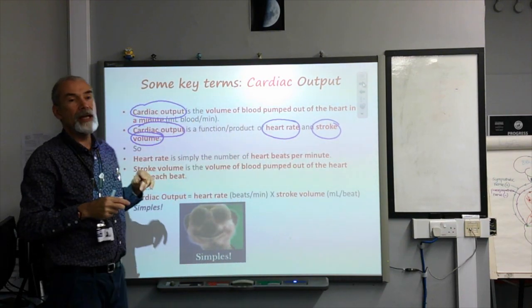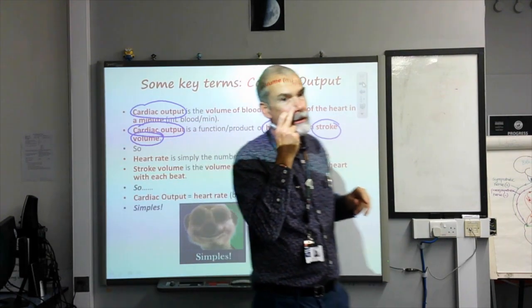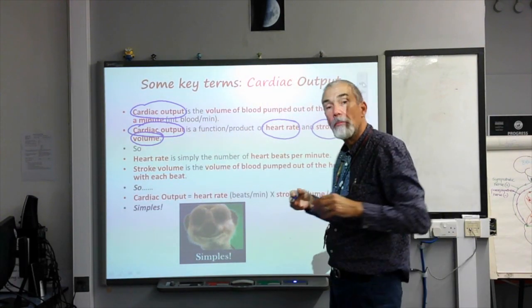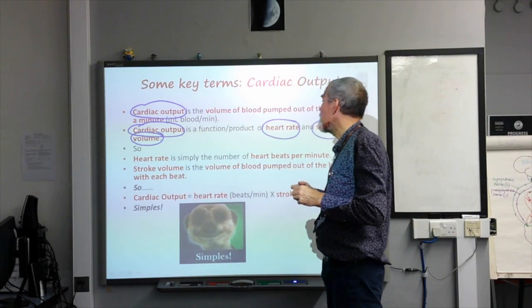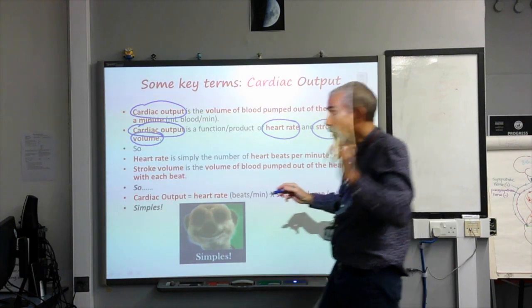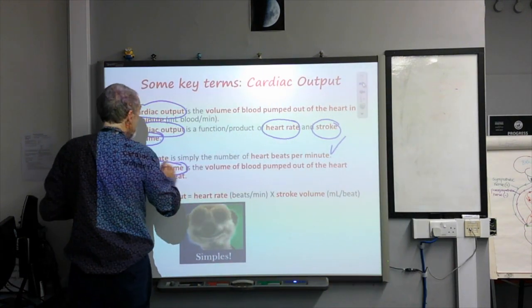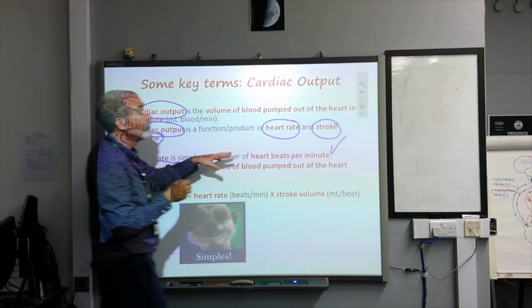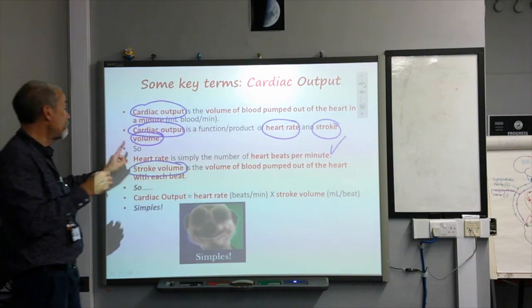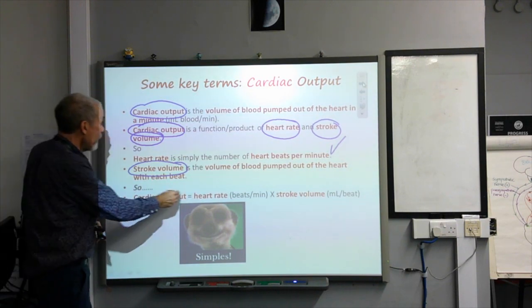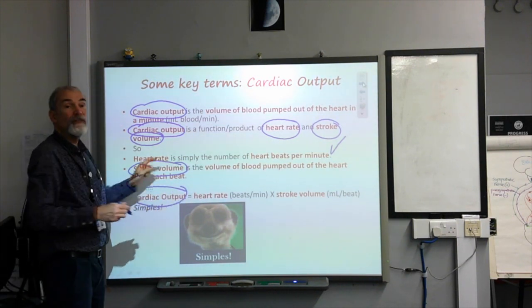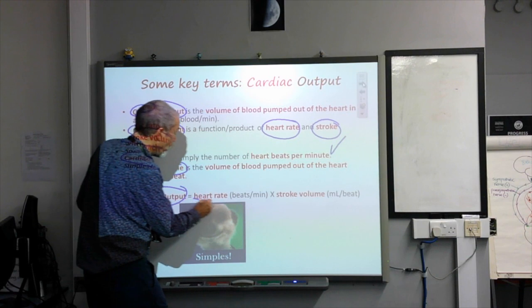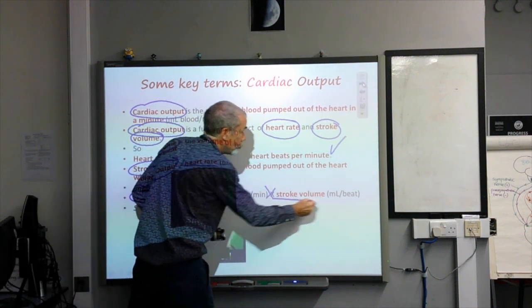Now heart rate, I imagine, is pretty self-explanatory. Heart rate is simply the number of times your heart beats in a minute. Stroke volume, however, might be something rather new to you. Stroke volume is actually the volume of blood that's pumped out in each beat. So quite simply, cardiac output equals heart rate times stroke volume.